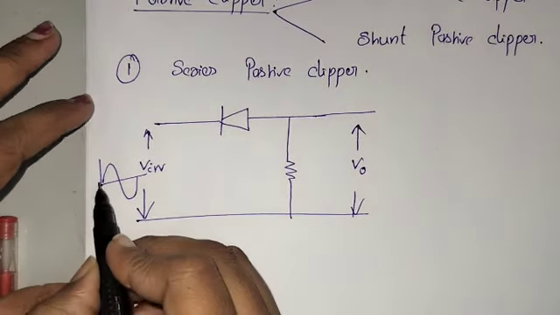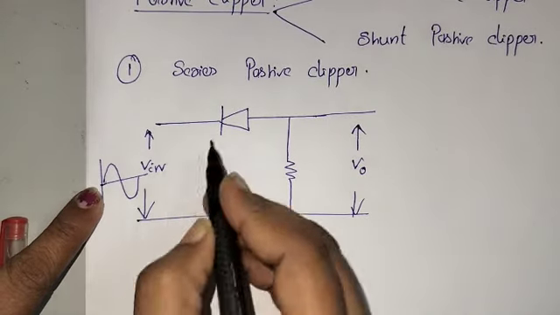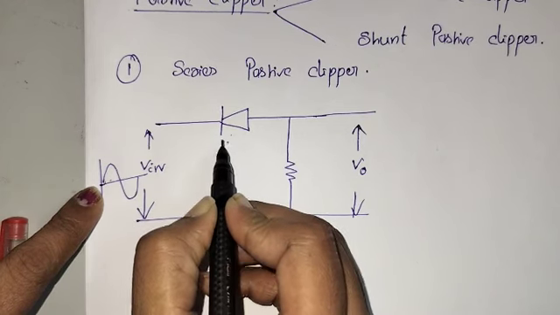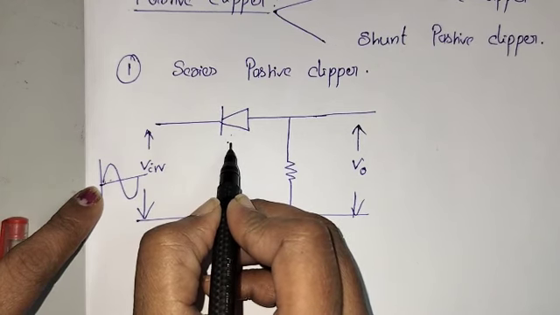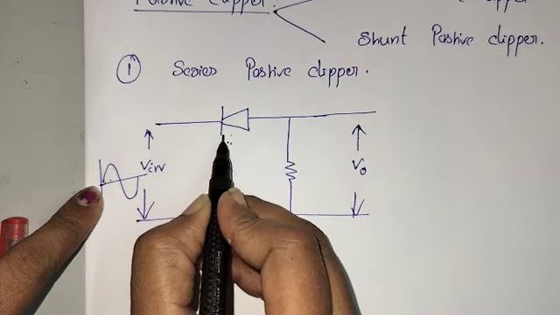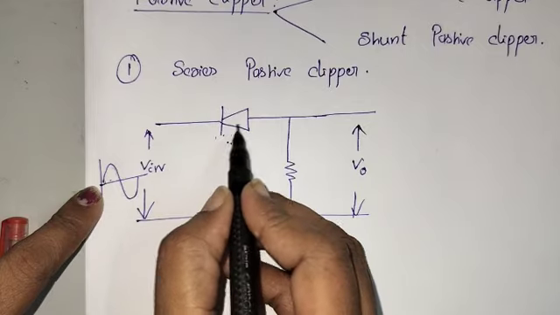So for positive half cycle, the diode is reverse biased. It acts as an open circuit. Okay, for positive half cycle, the diode is reverse biased. So here cathode and anode.